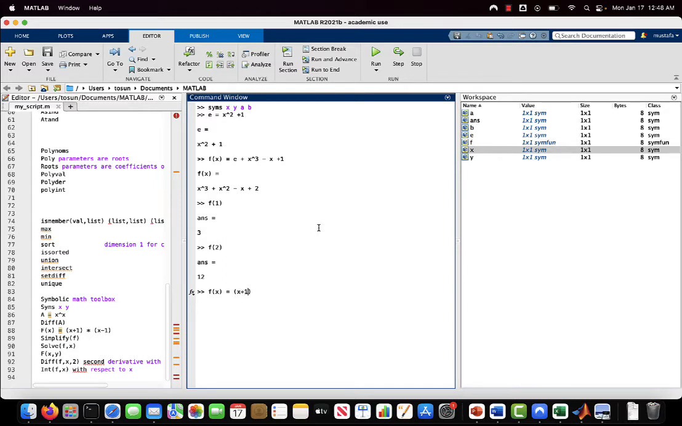Okay, let's change our function with fx equal to x plus 1 multiplied by x minus 1. As you can see, I have a function like that, but I don't like this expression. I want to simplify that, so I can use the simplify function for my f function. Let's use it. Yes, I have x squared minus 1, which is the simplified version of my function f.